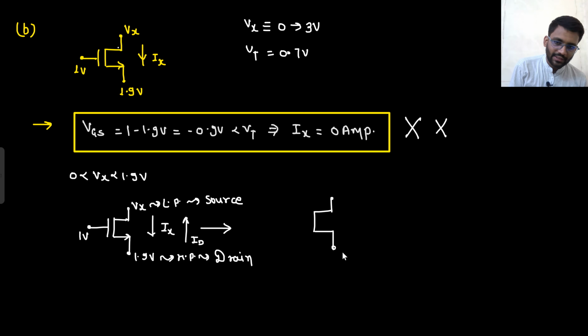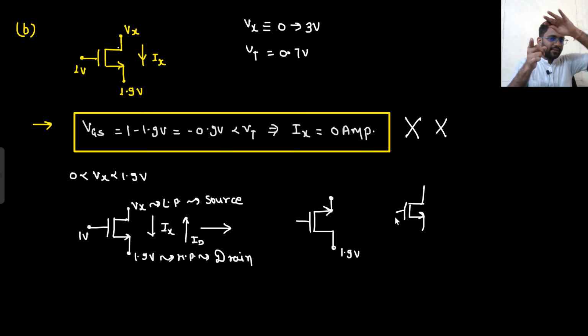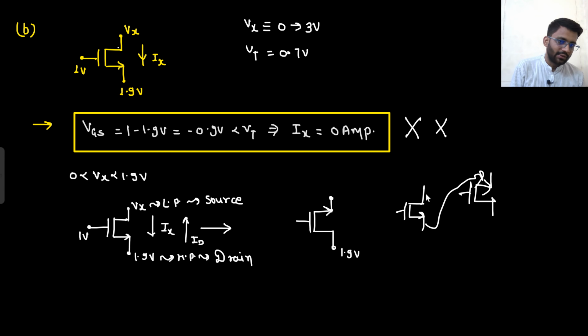This is your drain, which is at 1.9 volt. So it will be from drain to source in this direction. The current will be from drain to source. Basically, this has become your source. So it is looking like this only now. Just the opposite of what I have drawn. This point is going here, this point is going here. That's it.